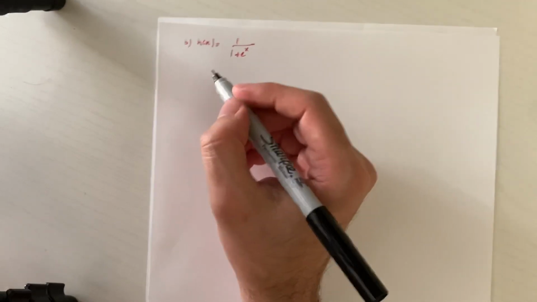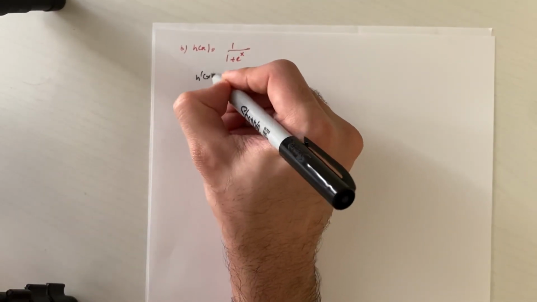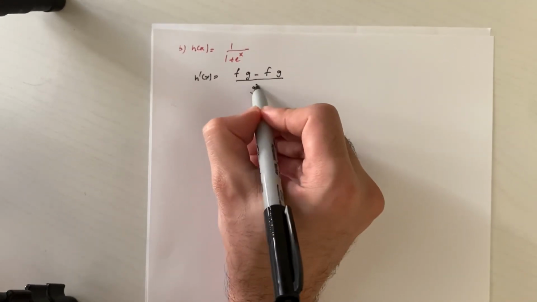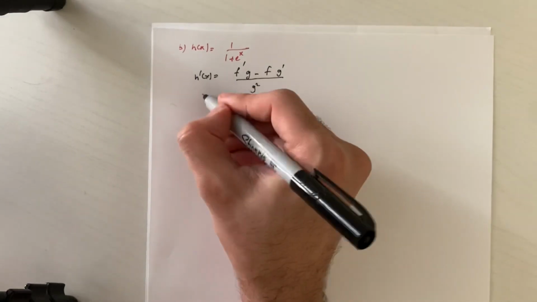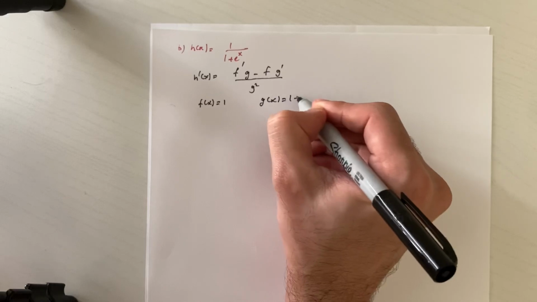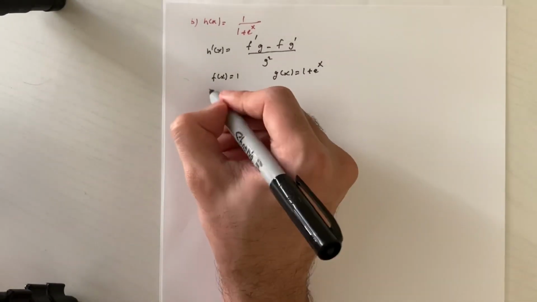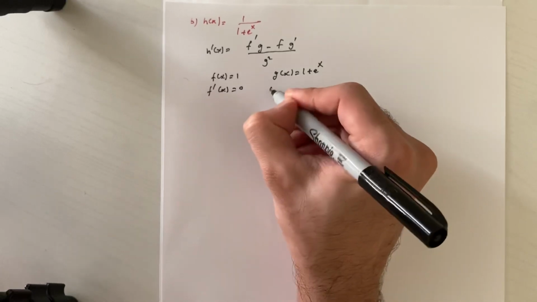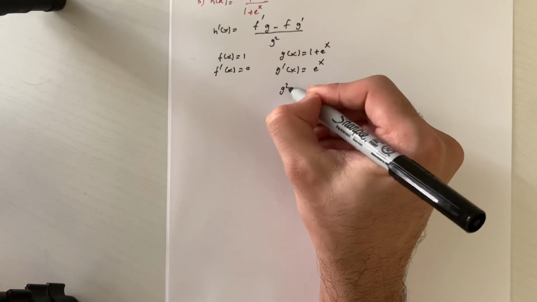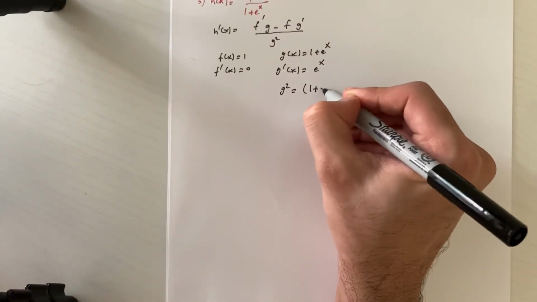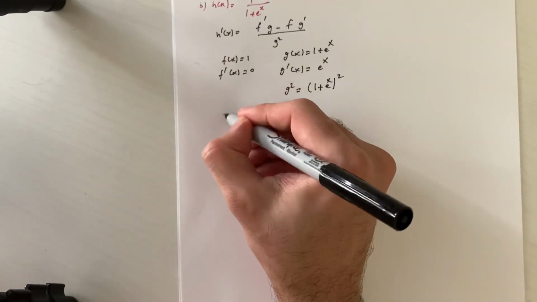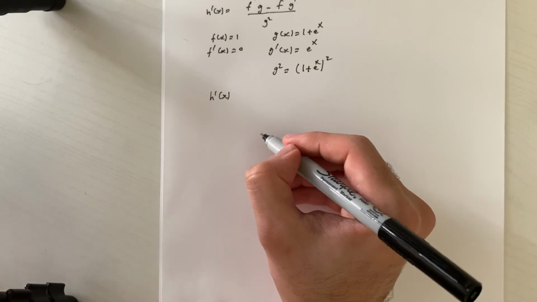Here we have a different function and we want to use the quotient rule to find its derivative. So again, we start by writing the quotient rule, and then what is f of x, which is the top, and g of x will be the bottom. And now we find their derivative. And g squared will be just 1 plus e to the x, all to the power of 2. Now we are ready to plug these values into the quotient rule.